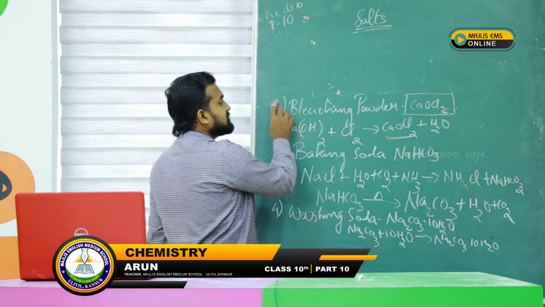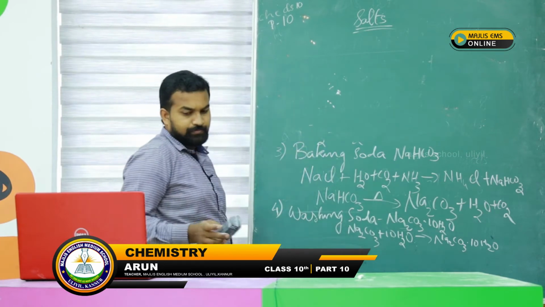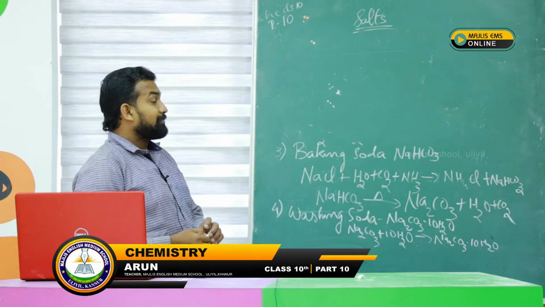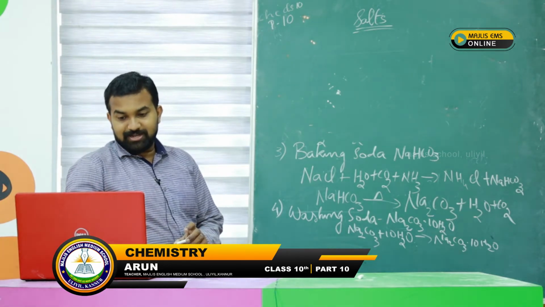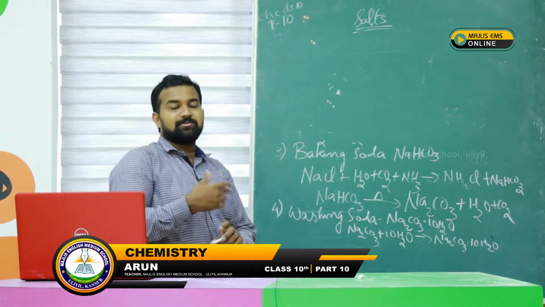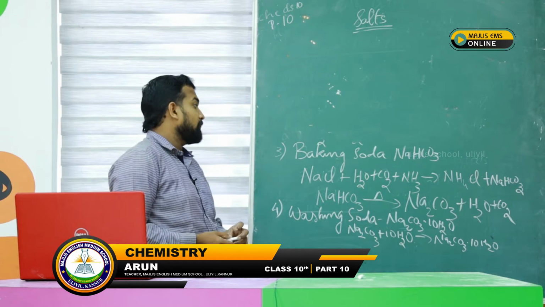Okay, so the uses I have told you, and you can find out more uses of bleaching powder also. Clear? Okay. Also, bleaching powder is used as an oxidizing agent as well as for disinfecting drinking water, etc. You can find out more uses of bleaching powder.